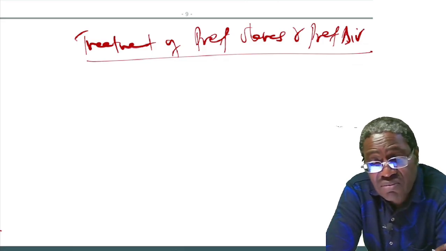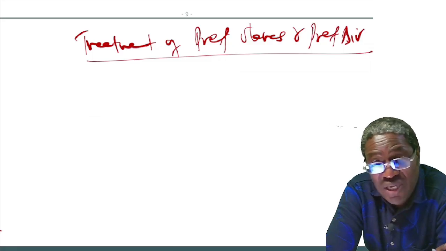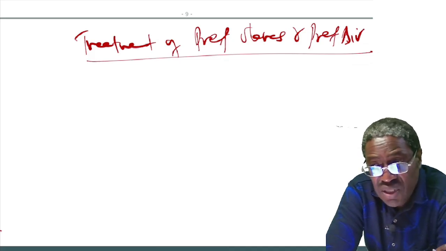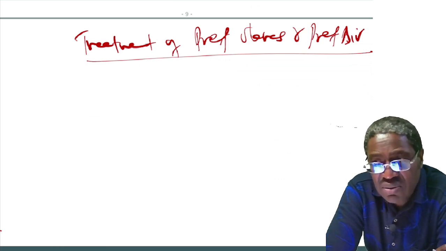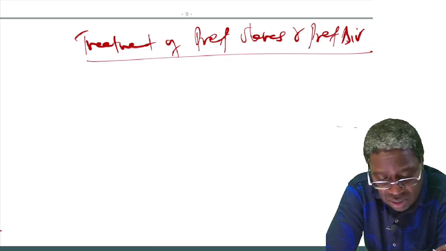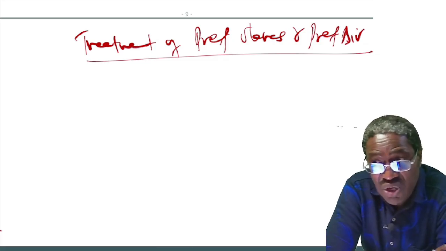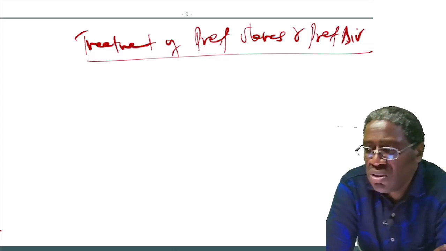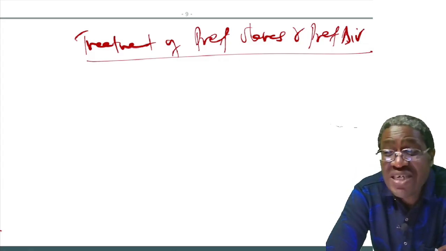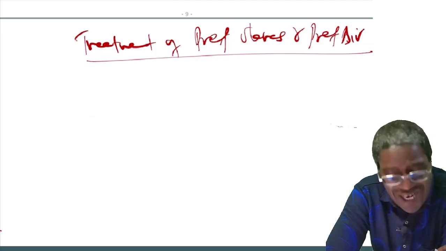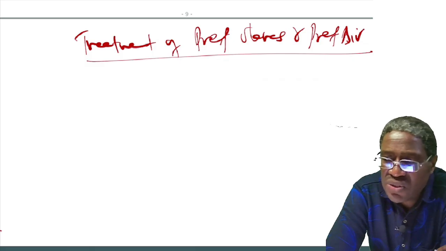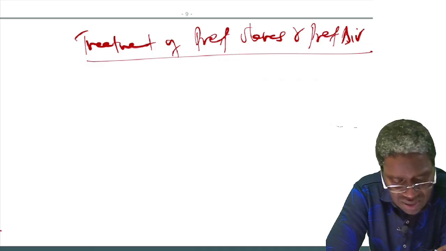Preference dividend on redeemable preference shares should be considered as a finance cost in the income statement, or you can just say in the profit and loss. Another paragraph.